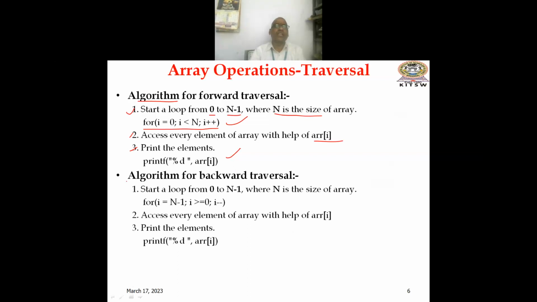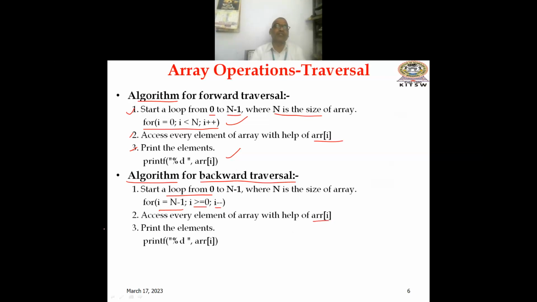Then this is another algorithm we are developing, for backward traversal of the array. In backward traversal, in the first step, we start the loop not from 0 but from n minus 1, and we reach the 0th location, and every time i will be decremented. Then access every element of the array by making use of ARR of i.